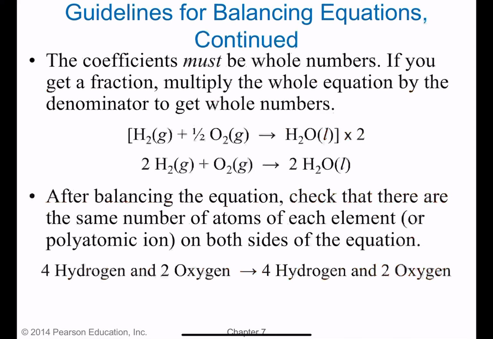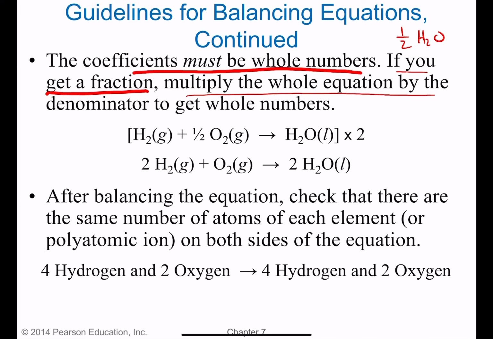Another tip, the coefficients have to be whole numbers. So you're not allowed to have like 1/2 of a water molecule. It has to be 1 water molecule or 2 or 3 or 4. If you do get a fraction, or you feel like you need to use a fraction just to make it balanced, what you can do is then multiply the entire equation by the denominator to make them whole numbers.